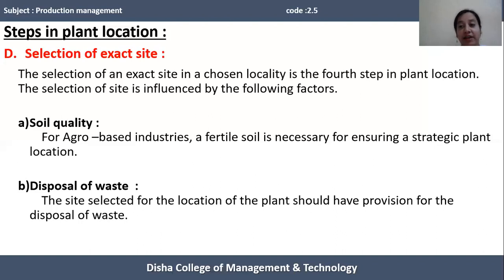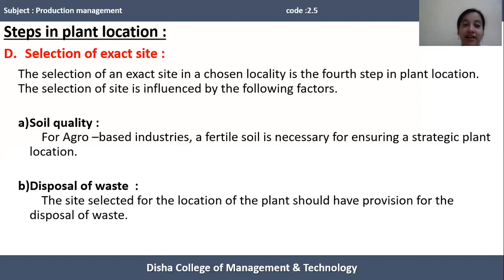After that, they tried to find a particular region for installing their plant. So in the second step, they identified a particular state for installing the plant: Karnataka state. In the third step, they identified a particular locality in that region, and they decided to install their plant in Gulbarga district.